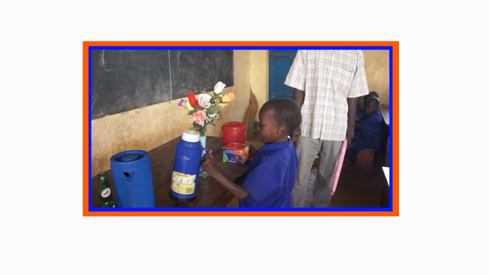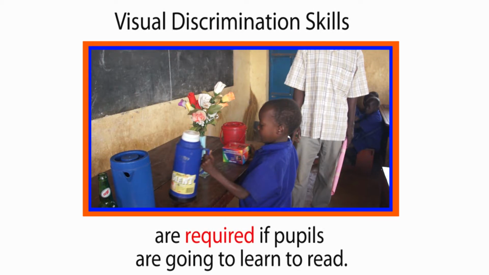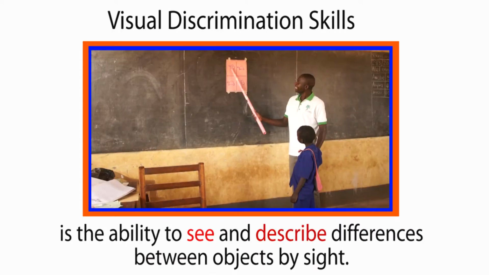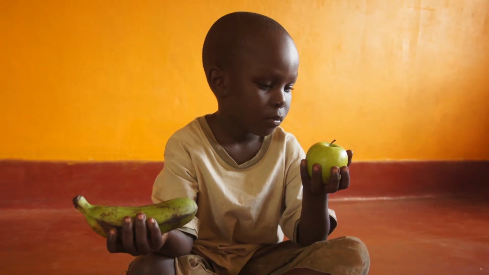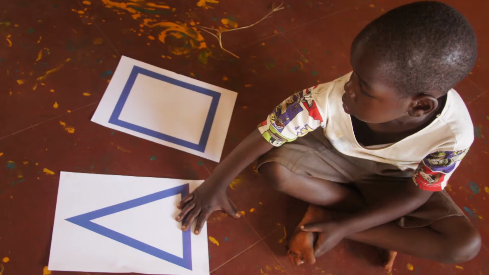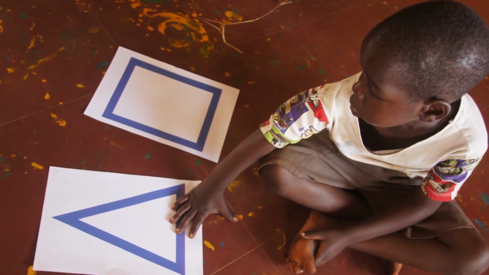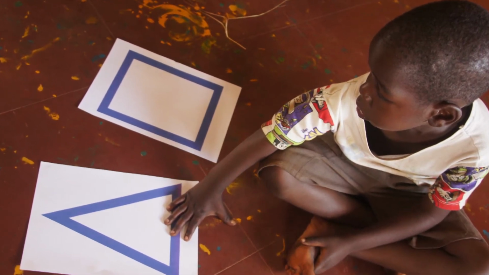So now, let's review what we have discussed in this video. First, we have said that visual discrimination skills are required if pupils are going to learn to read. We defined visual discrimination skills as the ability to see and describe differences between objects or symbols by sight. Next, we say that pupils don't develop the visual skills to read overnight. It takes several years and progresses through stages from very simple to more complex.